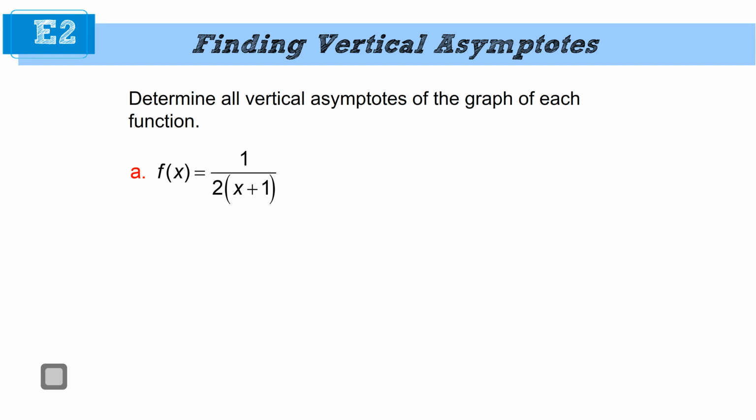Where's the vertical asymptote? -1. Good. Does the 2 matter?